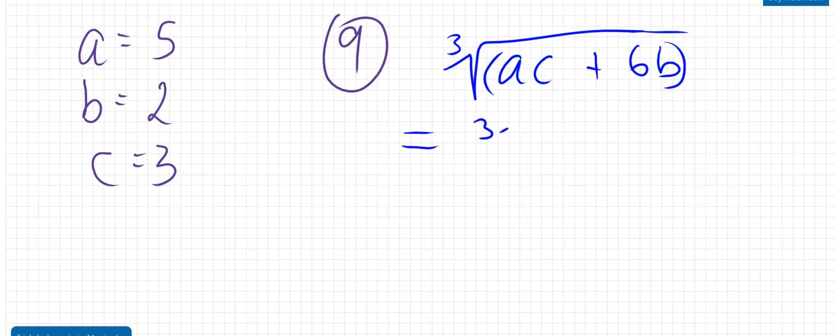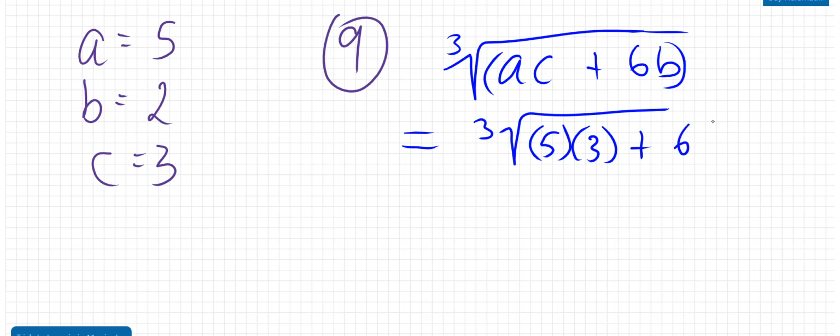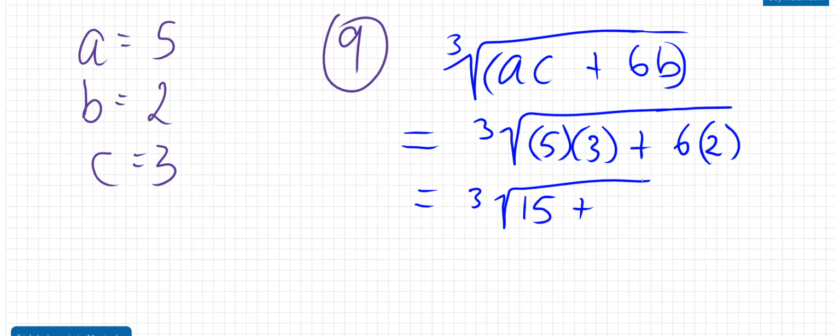So I have the cube root of A times C. A is 5 times C, which is 3, plus 6 times B, and B is 2. If you want to write times, once again, that is absolutely fine. So the cube root of, 5 times 3 is 15, plus, we do times first, and then 6 times 2 is 12. Now we must add the 15 and the 12 together before we can look at the cube root. 15 plus 12 leaves us with 27.